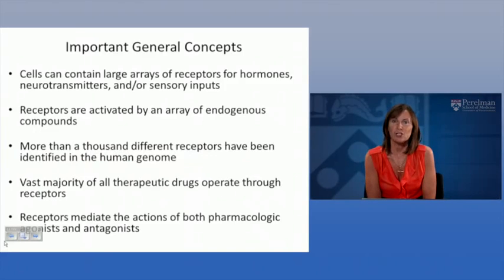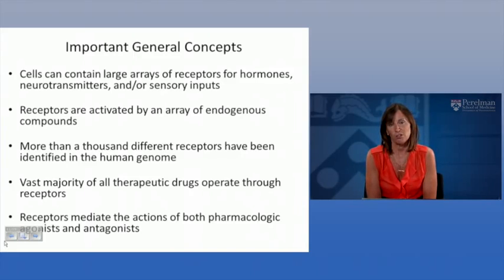Cells contain a large array of receptors for naturally occurring substances such as hormones, insulin, thyroxine, cortisol, neurotransmitters such as acetylcholine, adrenaline, noradrenaline, or sensory inputs: light, noise, taste, smell. Receptors are activated by an array of endogenous compounds, examples that I just gave you. More than 1,000 different receptors have been identified in the human genome. This is a very large concept to appreciate.